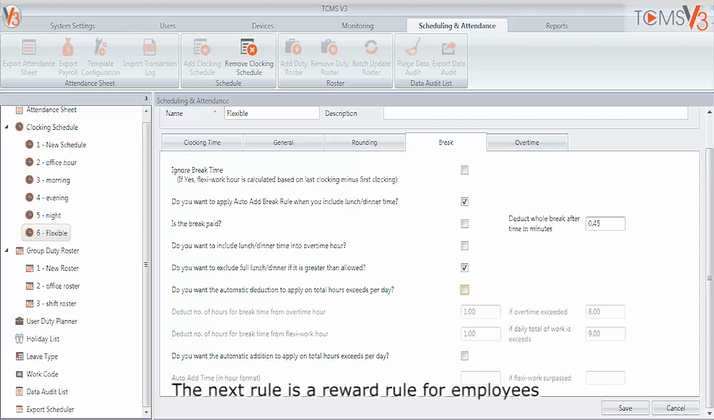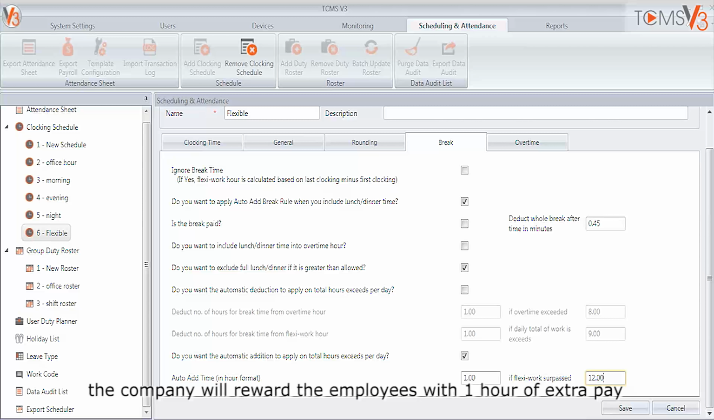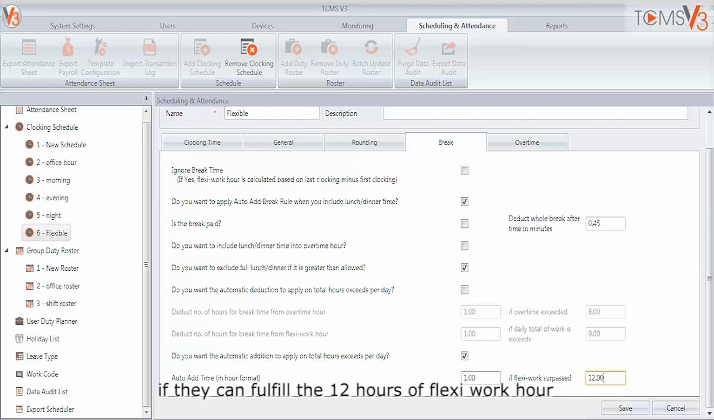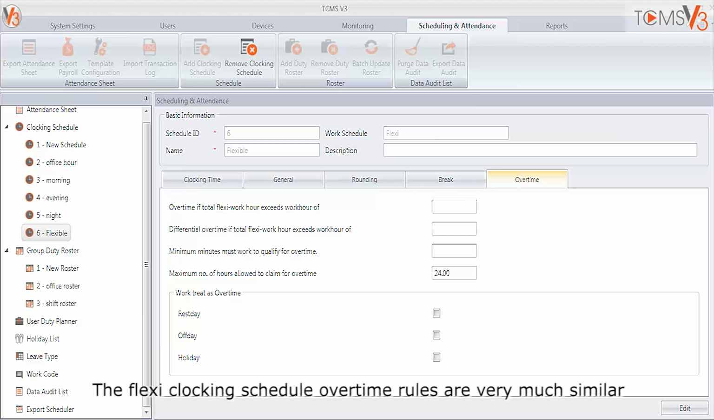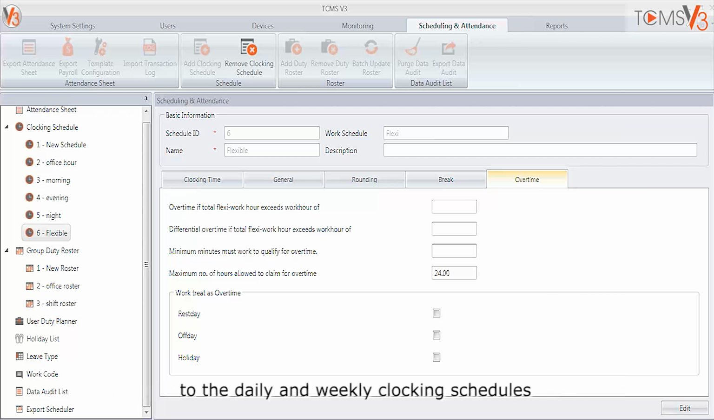The next rule is a reward rule for employees who work more than an expected amount of hours. As an example, if this option is set to 1 hour and when the Flexi work hour surpasses 12 hours, the company will reward the employees with 1 hour of extra pay if they can fulfill the 12 hours of Flexi work hour. The Flexi clocking schedule overtime rules are very much similar to the daily and weekly clocking schedules.